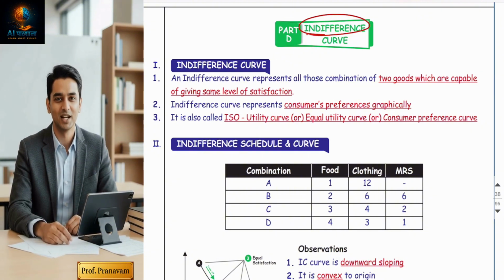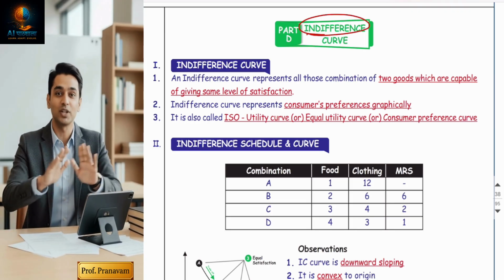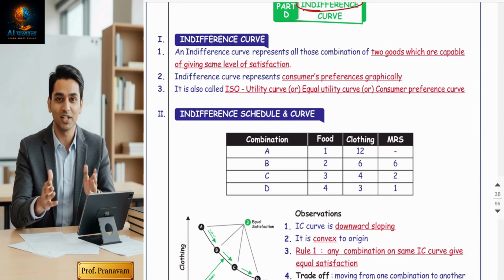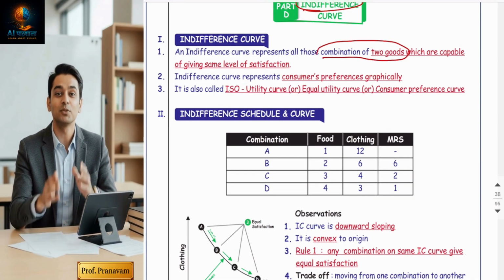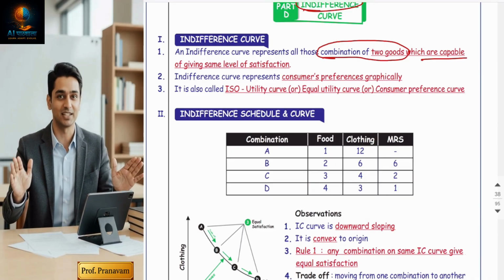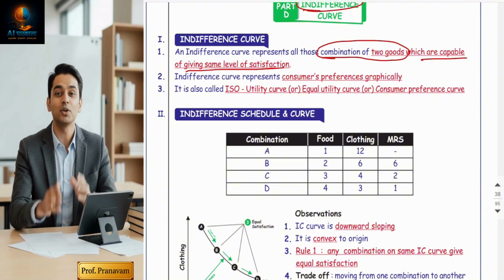So how does a consumer derive maximum satisfaction despite being confused? Let's read into this theory. The indifference curve, see what they have written: an indifference curve represents all those combinations of two goods, multiple commodity theory, which are capable of giving equal satisfaction. What do we mean by equal satisfaction? I'm going to explain.